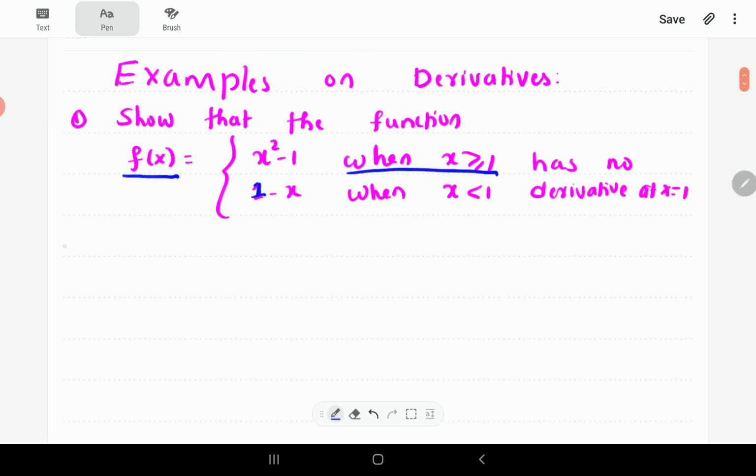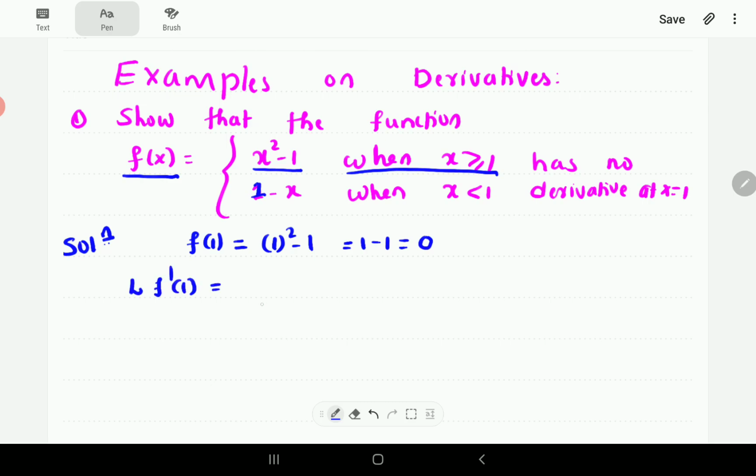To show that, let's see how we start with a solution. Let's try to understand what the function f is at x equal to 1. As given, for x greater than or equal to 1, it takes the value x square minus 1. So f at the point 1 will become 1 square minus 1, which is 1 minus 1, equal to 0. Now let's find the left hand derivative at that point.